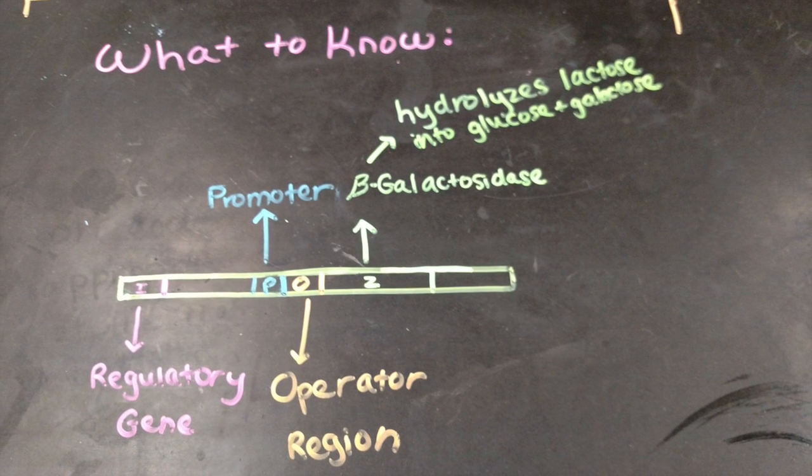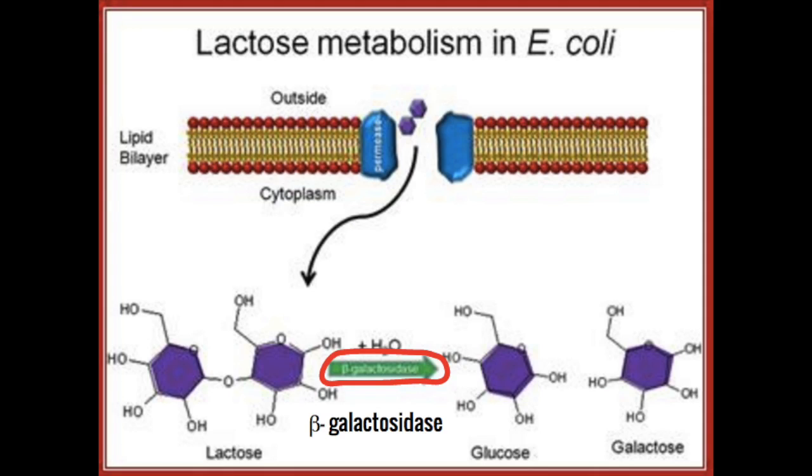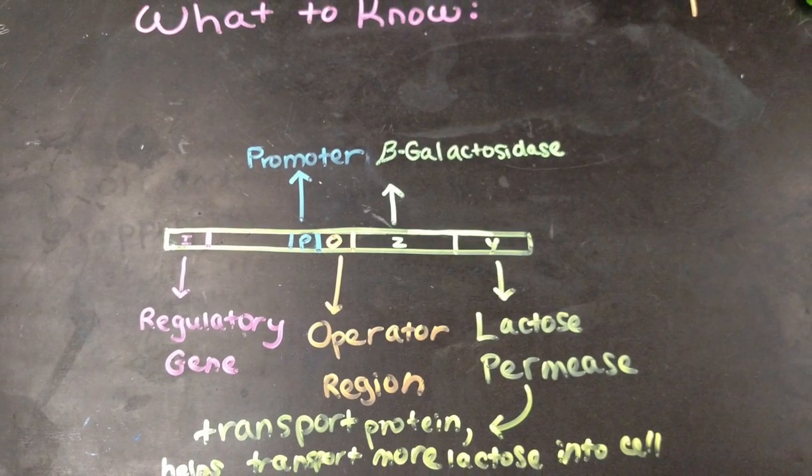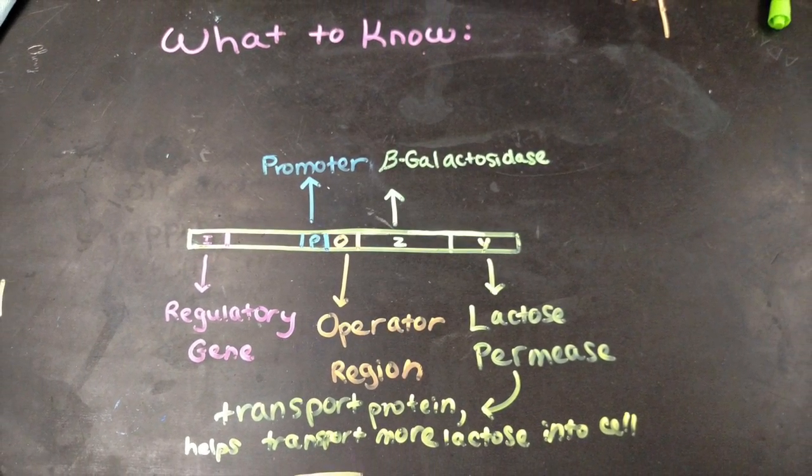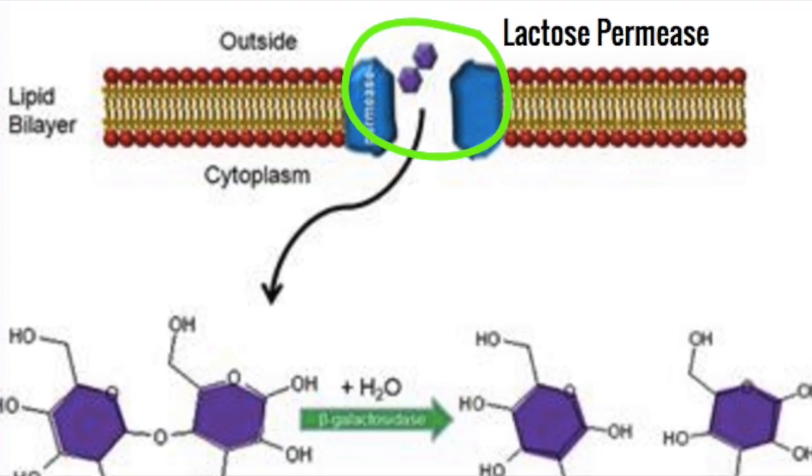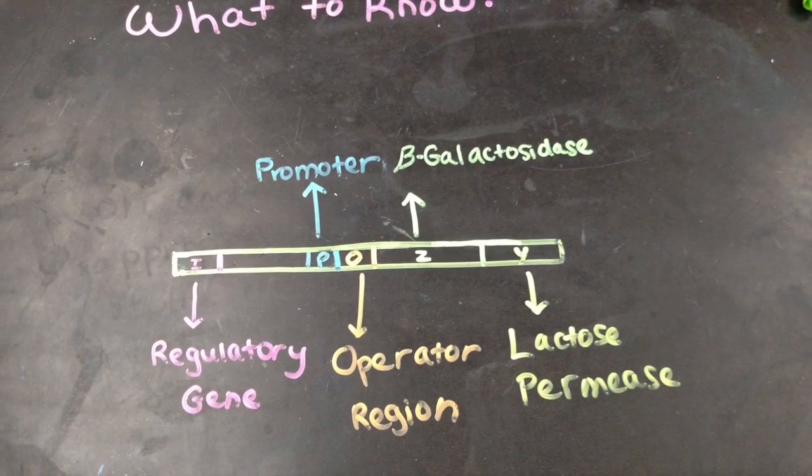Beta-galactosidase hydrolyzes lactose into its two monosaccharide parts, glucose and galactose. Lactose permease is a transport protein that is embedded in the E. coli membrane and helps to transport more lactose into the cell. In this diagram, Z is beta-galactosidase and Y is lactose permease.